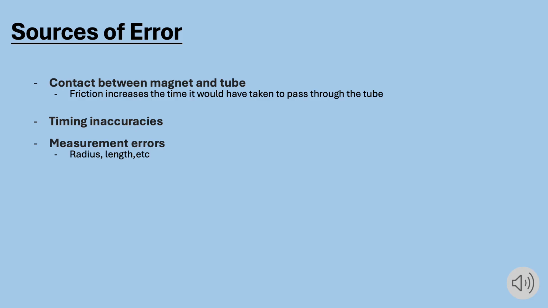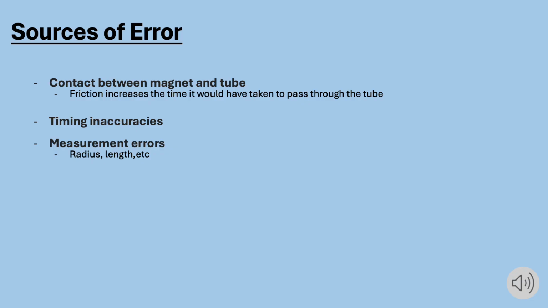So I was talking about our sources of error. Our first is that there is some inevitable contact between the magnet and the tube. When I was dropping it down, I noticed that it kept brushing the sides a bit, which is obviously expected, but the friction is an additional force, and that would also increase the time that it would take to pass through the tube, which would account for why our computational model says it would have taken a shorter amount of time, because it wasn't taking into account friction.